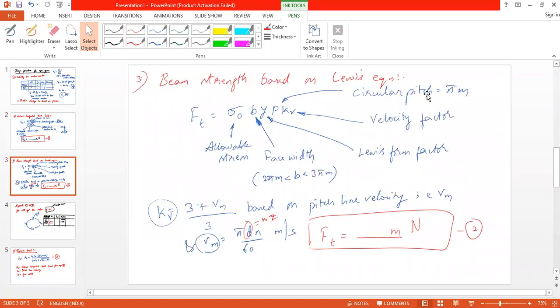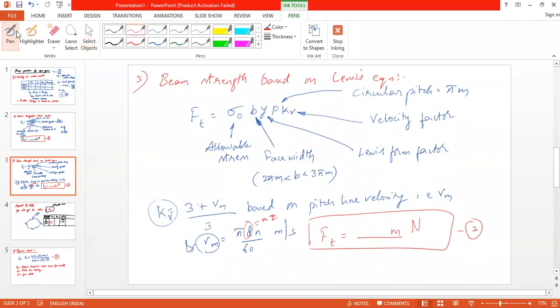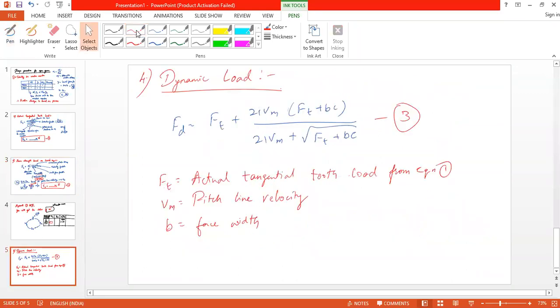Here itself, while finding out the beam strength, you might have assumed the value of B as 2 pi m or 3 pi m, or in between these two values. In most of our problems we assume the value of B as 10 m. This 10 m is in between 2 pi m and 3 pi m, so you can use it here.